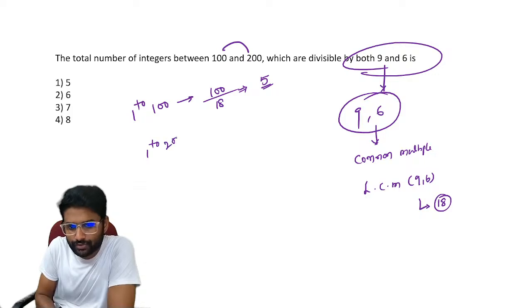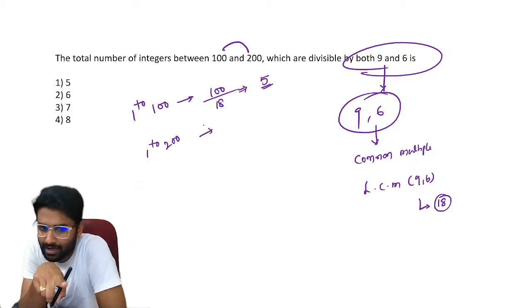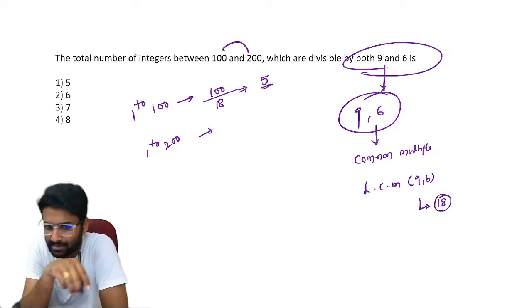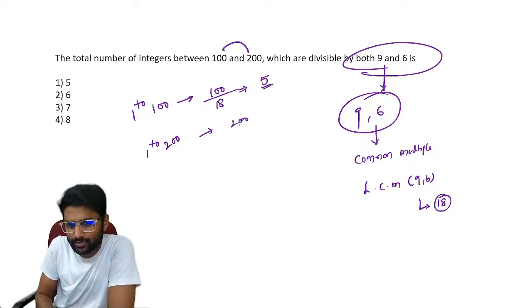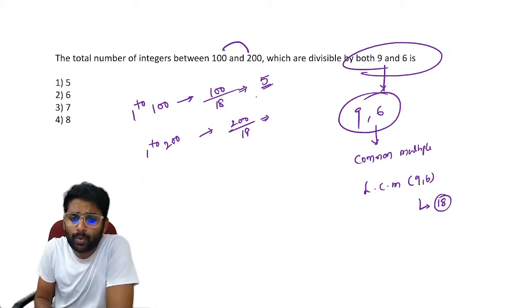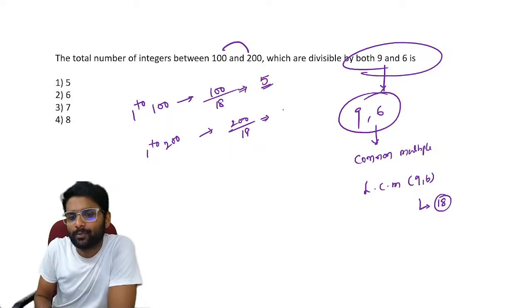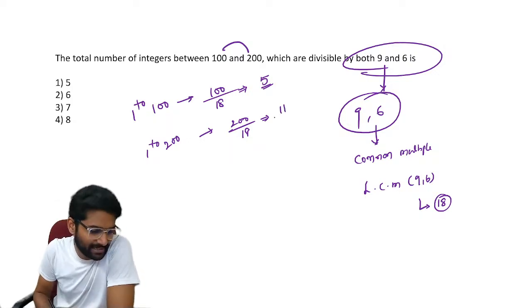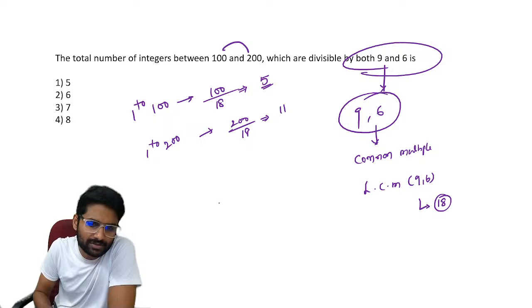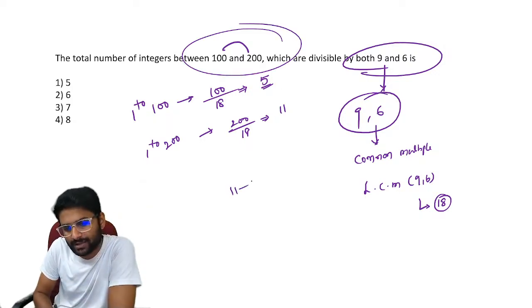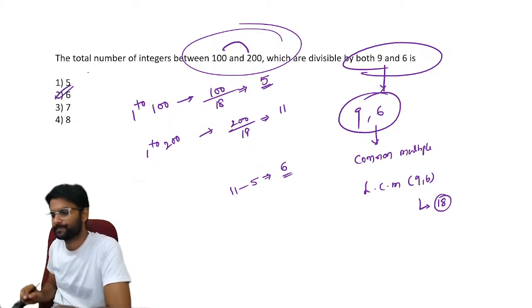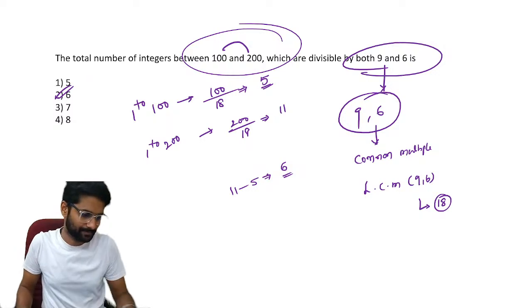Let's go through 1 to 200. As you know, guys, 100 is not exactly divisible by 18. In the same way, 200 divided by 18: 18 fives are 90, 18 tens are 180, and 18 elevens are 198. And 200 is also not exactly divisible by 18. Now the question says between, right? So how many are there between? 11 minus 5 is equal to 6. 6 is the correct answer.